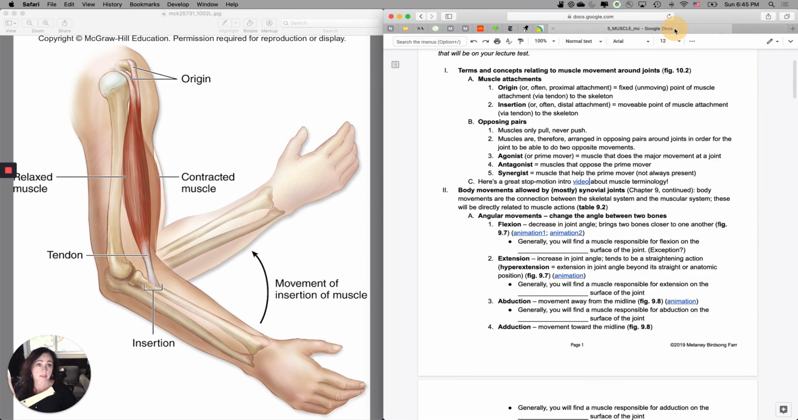All right. So that's the intro to how muscles work. And then what we're going to do in the next video is start talking about specific body movements that correlate to what we call muscle actions. Okay. So this is going to be putting the skeletal system and muscular system together with these actions.